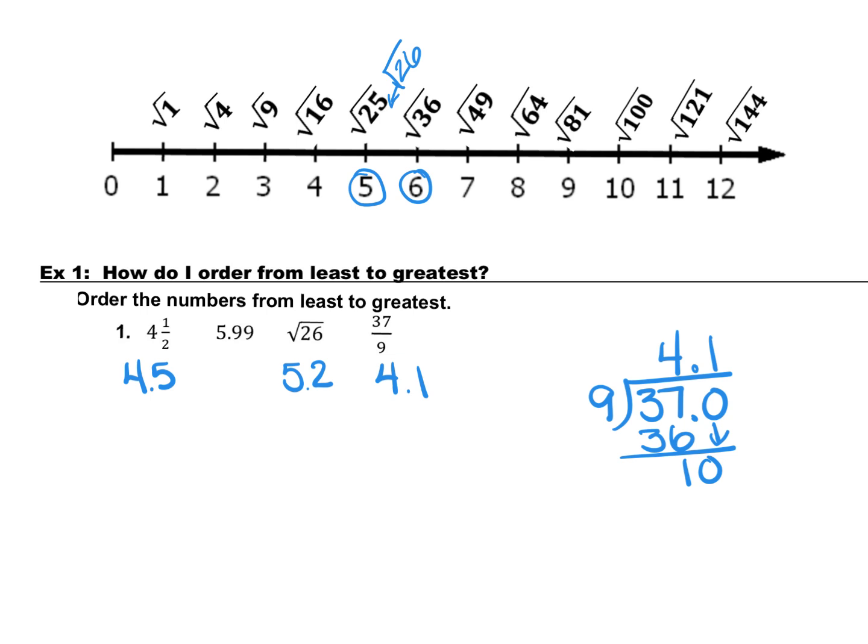Now that we've got the approximate decimal equivalents, let's order them from least to greatest. 4.1 is our smallest. Our next smallest is 4.5. And then 5.2 is smaller than 5.99, so that would come next. And then our last one would be letter D, which is 5.99.